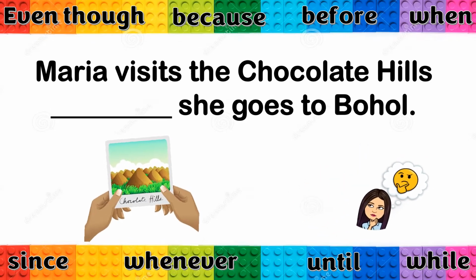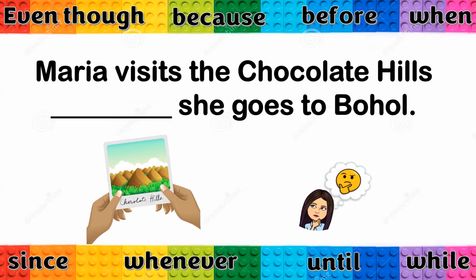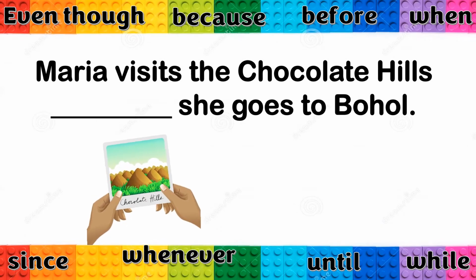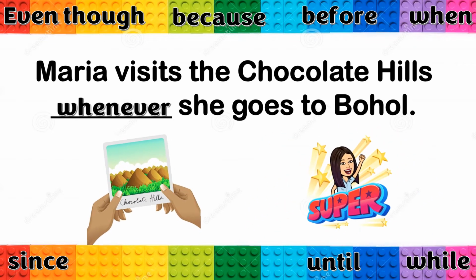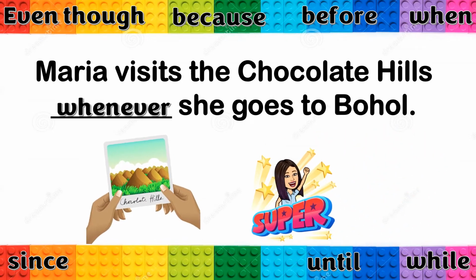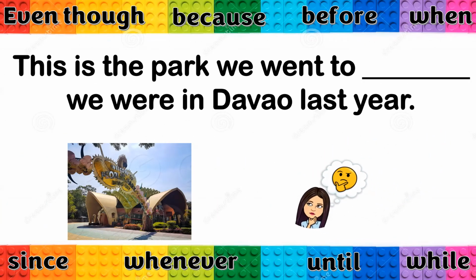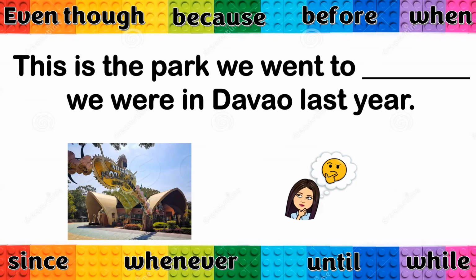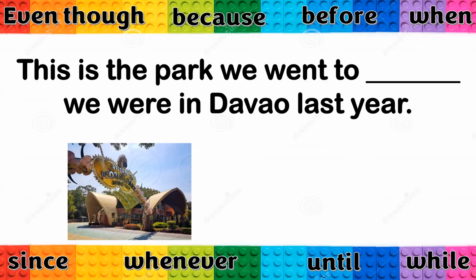Maria visits the Chocolate Hills, blank, she goes to Bohol. Maria visits the Chocolate Hills whenever she goes to Bohol. This is the part we went to, blank, we were in Davao last year. This is the part we went to when we were in Davao last year.